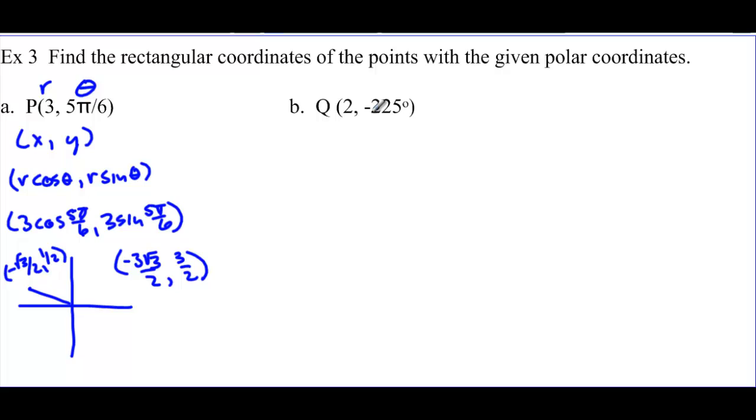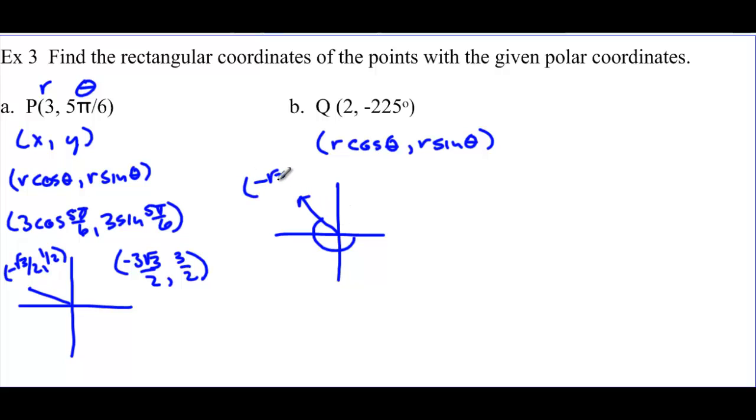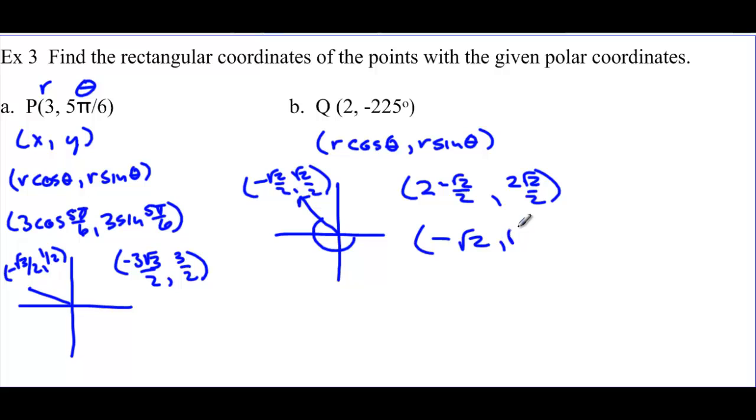For the point 2, negative 225 degrees, we want the x and the y. So we want r cosine of theta and r sine of theta. Negative 225 degrees, that's right there. That's 45 past 180. We have negative square root of 2 over 2, square root of 2 over 2. We have 2, negative square root of 2 over 2, and 2 square root of 2 over 2. The 2's will cancel out, so the point is negative square root of 2, square root of 2.